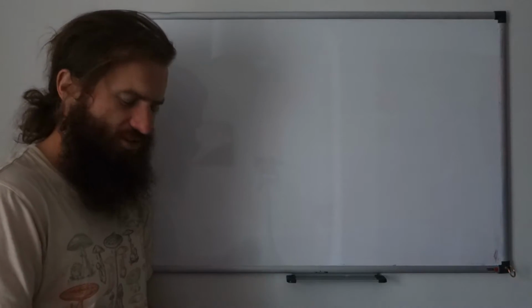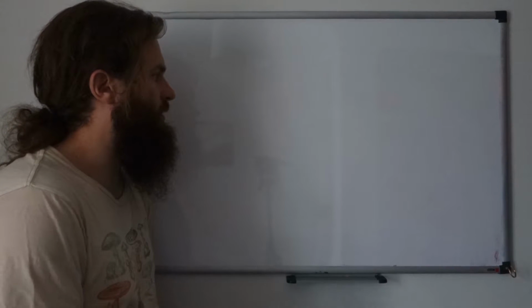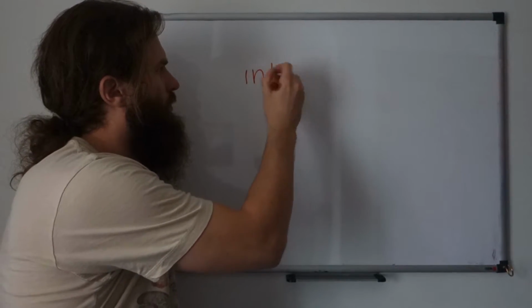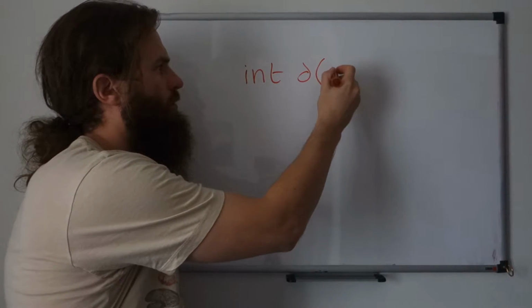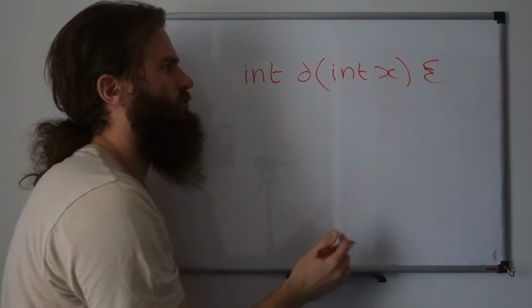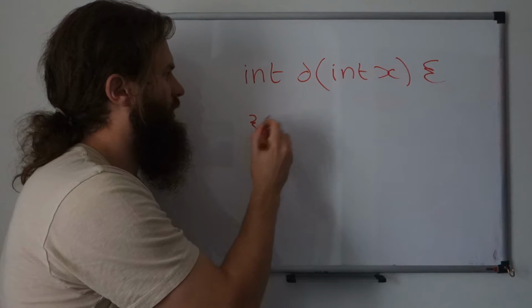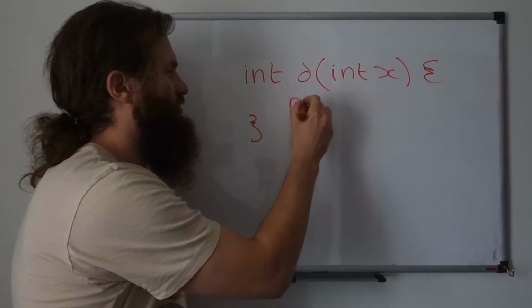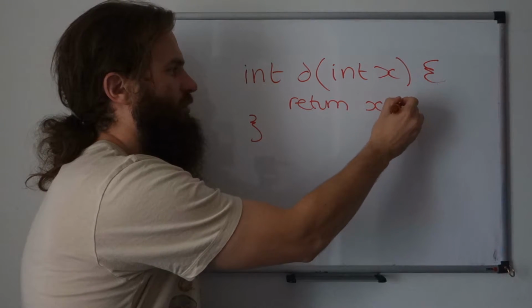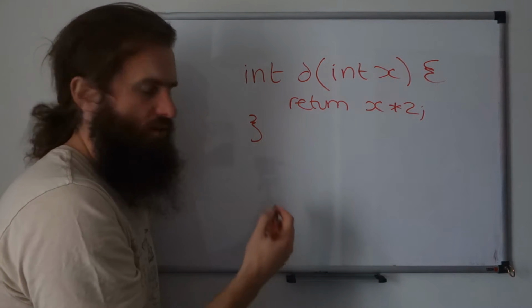So let's just take a look at some of that stuff to understand in a bit more detail what's going on. If I just write the function up there again, it's a function called d that takes a single variable called x, and it has a single purpose, which is to return x times 2. And then we have our main function.